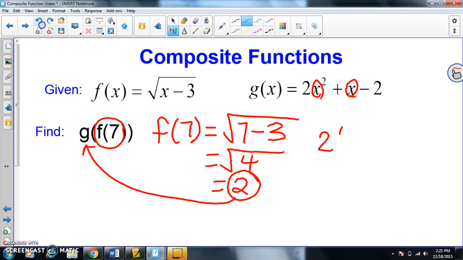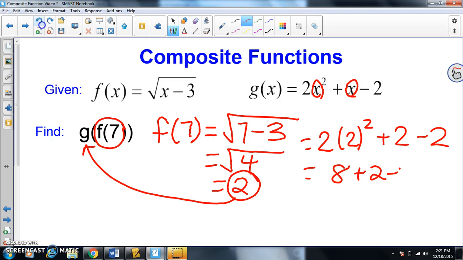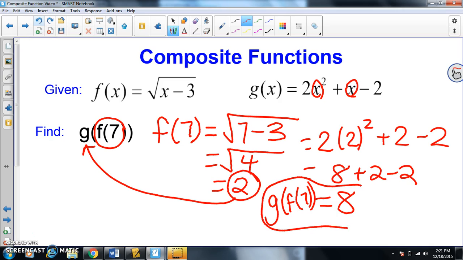So we get 2 times 2 squared plus 2 minus 2. We're going to use PEMDAS to simplify this. So we got 2 squared is 4, times 2 is 8, plus 2 minus 2, and we get 8. So g of f of 7 is equal to 8.